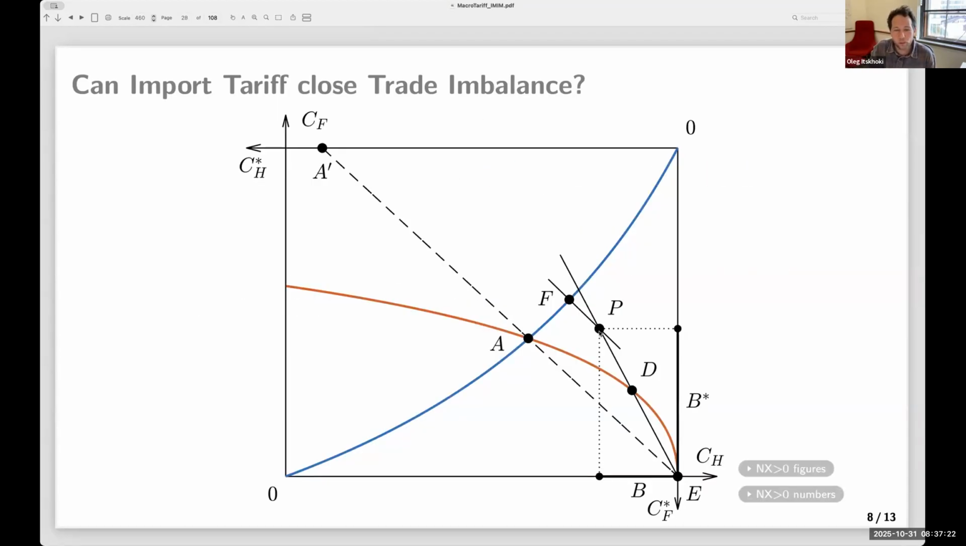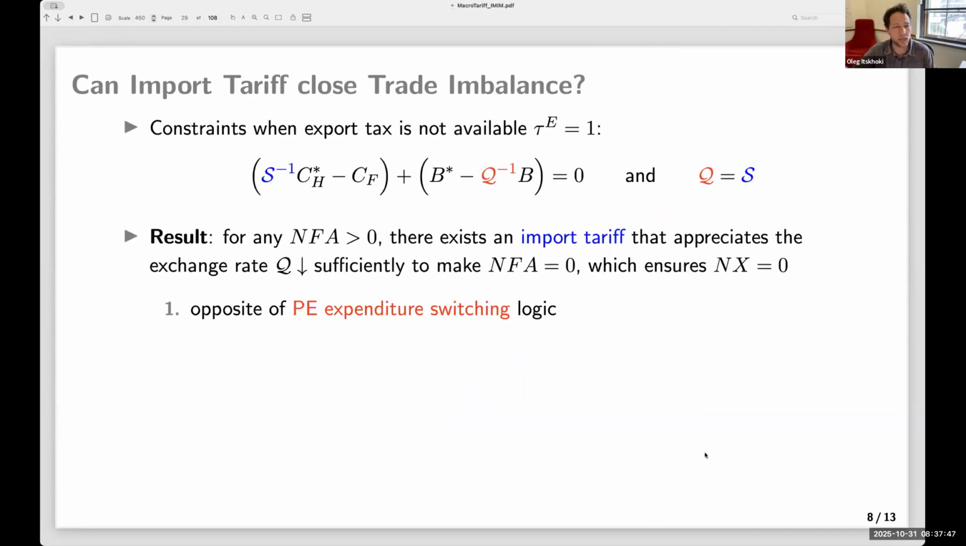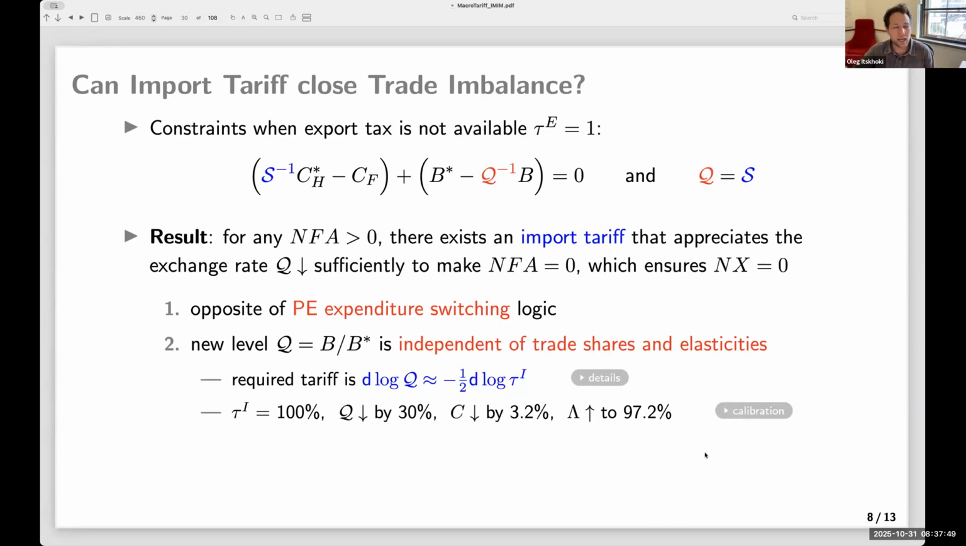Of course, why would you ever want to do that? This point is probably better in terms of utility than this point, but you can do it. And the point is that as soon as B is positive, there always exists a tariff that creates an appreciation that takes you to a point like this. But you cannot choose a point on the red curve. There is just one point where you can go depending on your portfolio. But that point exists, right?